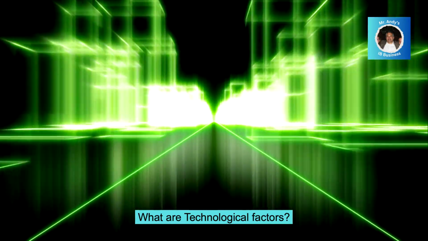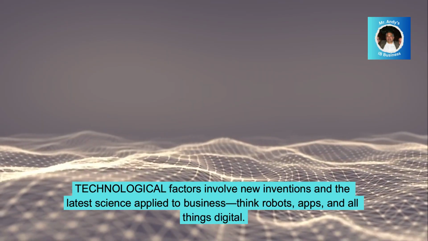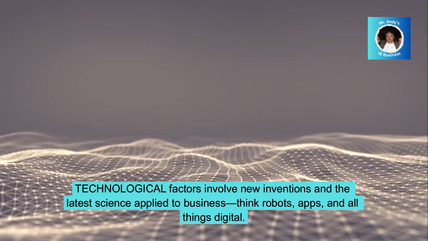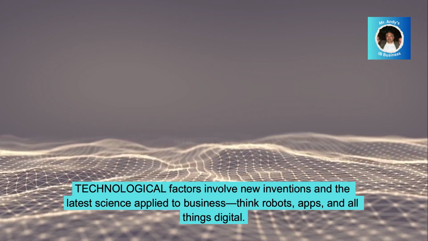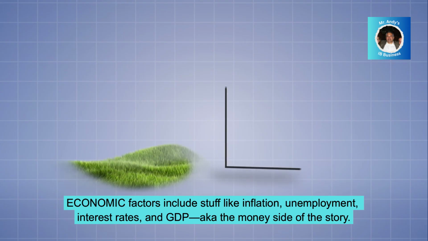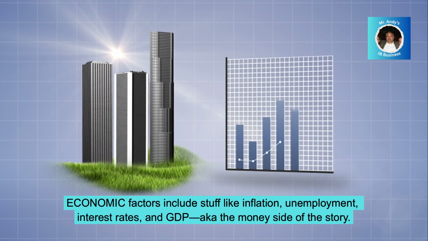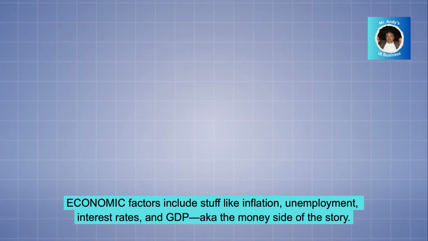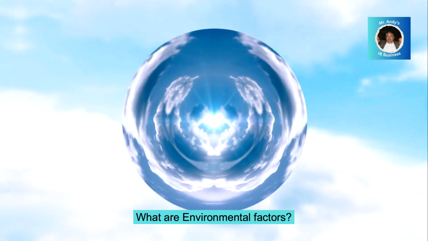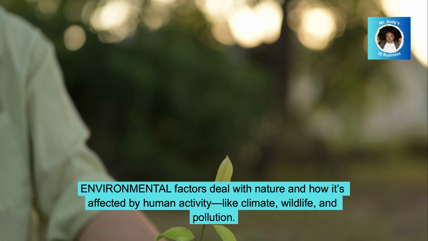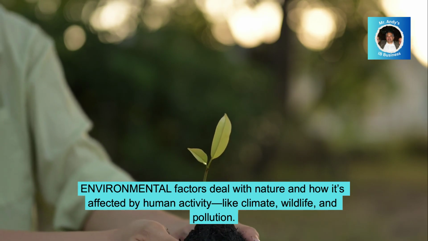What are technological factors? Technological factors involve new inventions and the latest science applied to business. Think robots, apps, and all things digital. What are economic factors? Economic factors include stuff like inflation, unemployment, interest rates, and GDP, aka the money side of the story. What are environmental factors? Environmental factors deal with nature and how it's affected by human activity, like climate, wildlife, and pollution.